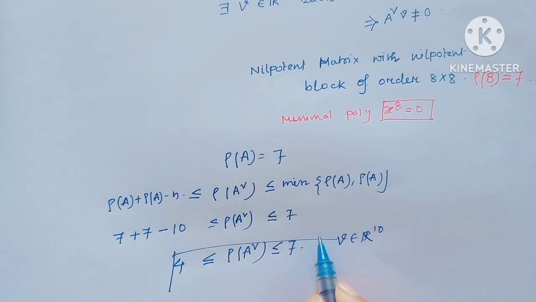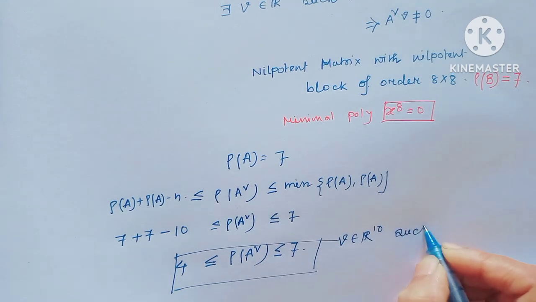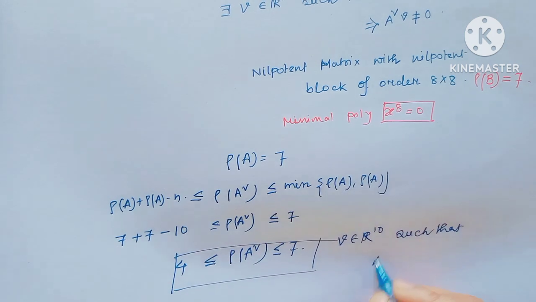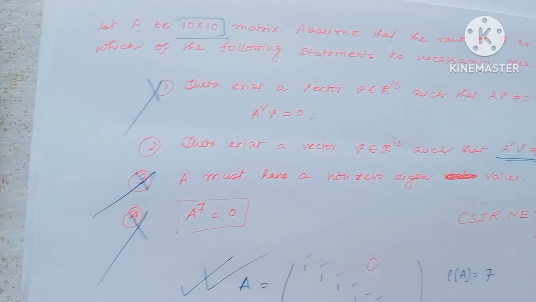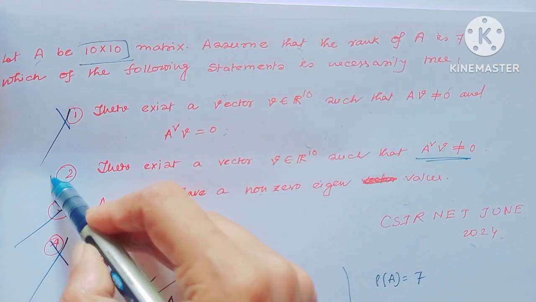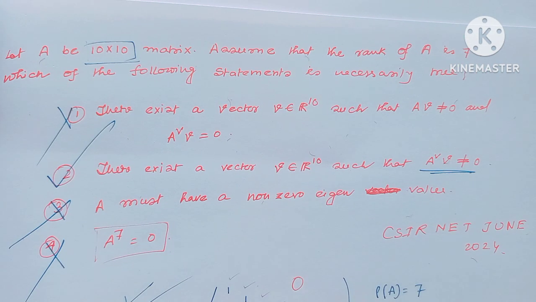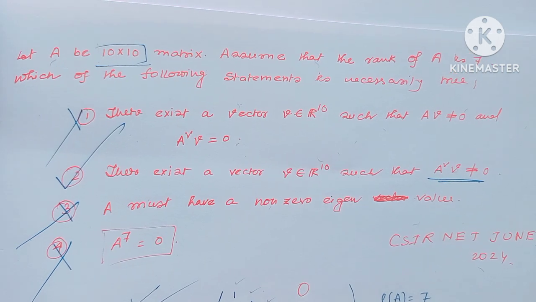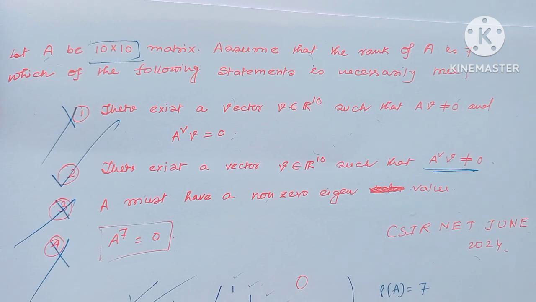For this type of question, since the rank of A square would be greater than or equal to 4 and less than or equal to 7, there always exists a vector V belonging to R10 such that A square V is not equal to 0. So option 2 is the right option. I hope all my viewers have understood this type of question. This type of question is very important for any competitive exam.